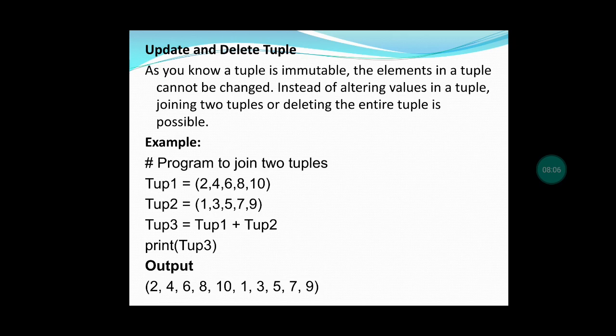Tuple 1, the elements given are 2, 4, 6, 8, 10. And tuple 2 is given as 1, 3, 5, 7, 9. So tuple 3 equals tuple 1 plus tuple 2. So 1 and 2 will be added, that is, joined together, and we are getting the answer as 2, 4, 6, 8, 10, 1, 3, 5, 7, 9. So we have updated.